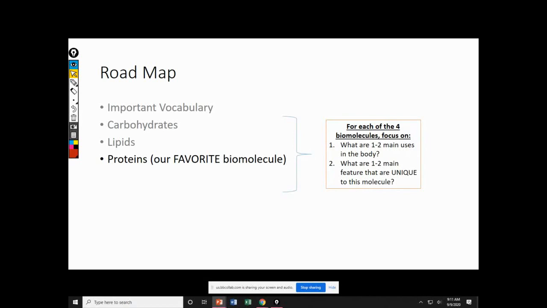As we'll find, proteins are our favorite biomolecule, aside from being delicious. These do the most, the most variety and function out of all the biomolecules that we're going to talk about. That's saying something because lipids have a pretty big variety and function, but proteins have even more. We're going to see these come up a lot over the course of our semester together.